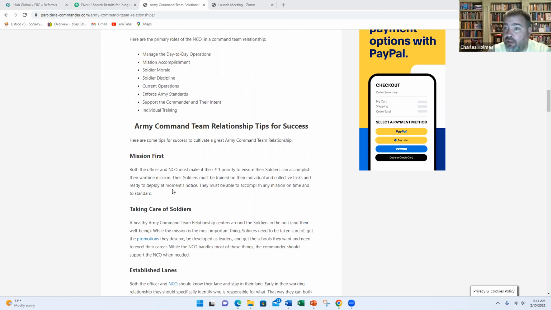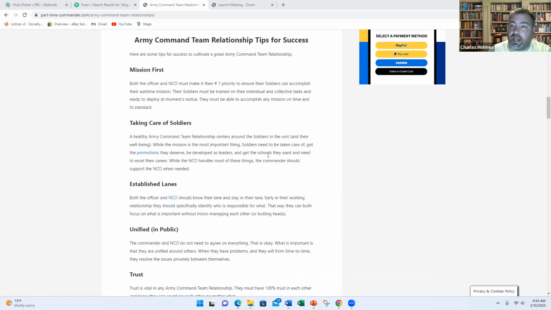Can you rely on them? Are they trained in their wartime task? Do they receive a mission and accomplish it on time and to standard? If you're doing that, even if you get nothing else right, you're probably going to have a pretty good command team relationship.